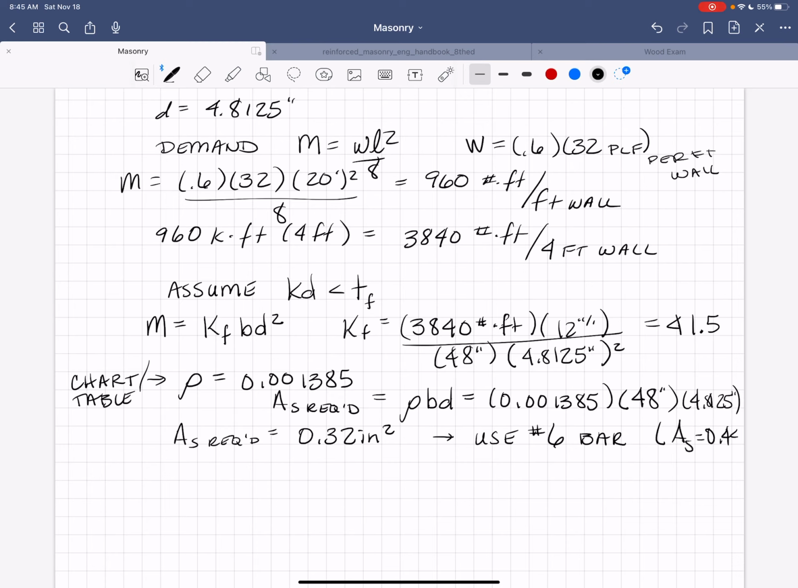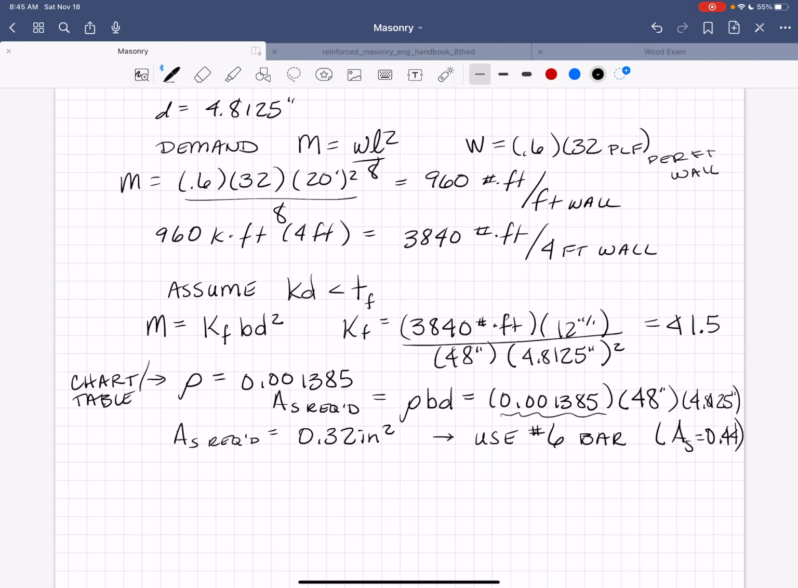So as I said, because of the wiggle room here, it's really not going to matter. I'm providing plenty of reinforcement here. I could go in with a number 5 bar, kind of redo the calculations, maybe not use the chart and get a little more refined, but it's a number 5 or a number 6 bar per 4 feet. It's not going to break the bank.